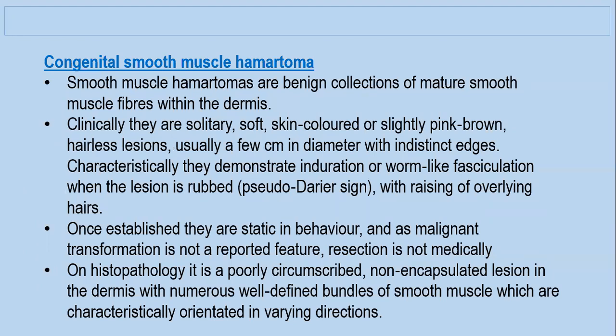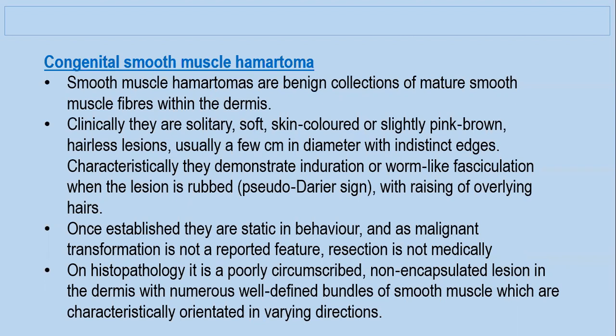Then congenital smooth muscle hamartoma. Smooth muscle hamartomas are benign collections of mature smooth muscle fibers within the dermis. Clinically, they are solitary, soft, skin-colored or slightly pink-brown, hairless lesions, usually a few centimeters in diameter with indistinct edges.